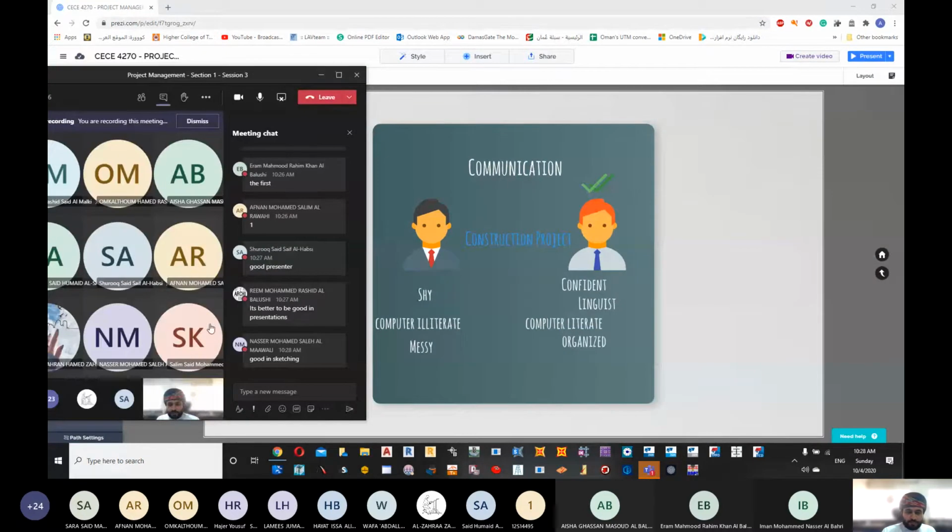We have two scenarios here once again. Scenario number one, I have a leader in my group who is shy, who is computer illiterate. Computer illiterate means he does not know how to use computers. And then he is messy, he is not organized. While the other group has a person who is confident, a linguist, he knows how to talk, he has a good command of language, and he is computer literate, he knows how to use a computer. Now, which one do you think will make their project successful? Is it the first one or the second one? Okay, so you will see the second one.